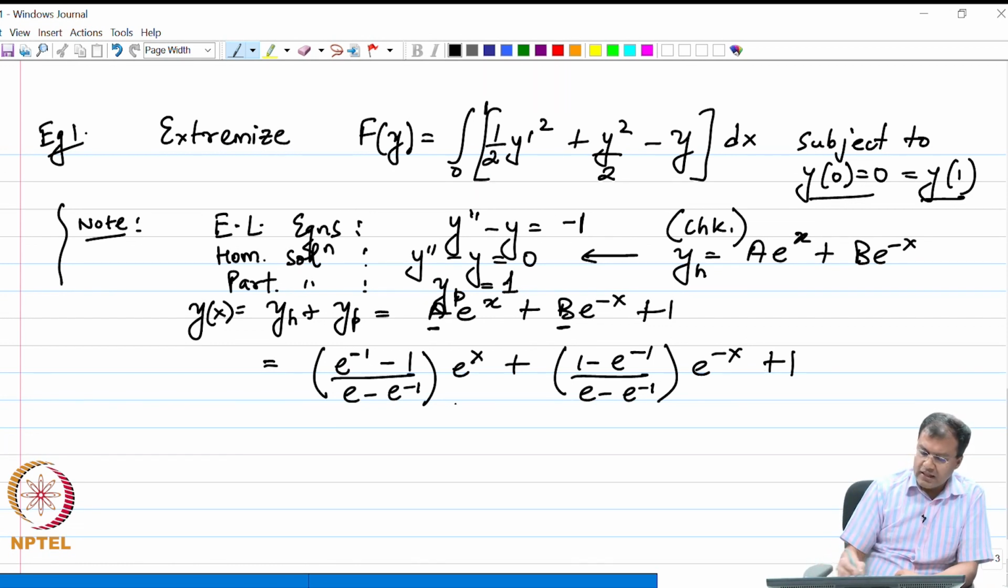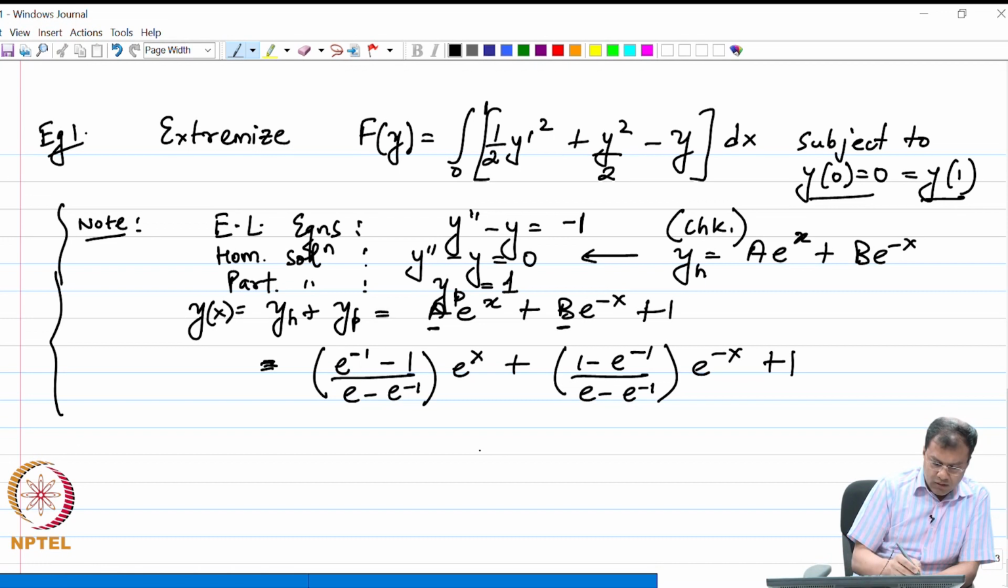Students should check that this indeed satisfies both the boundary conditions. Okay. So, we already know the exact solution to this problem. Now we are going to discretize our problem, our functional, and see whether the Euler-Lagrange method is well approximated by Euler's finite difference method or not.